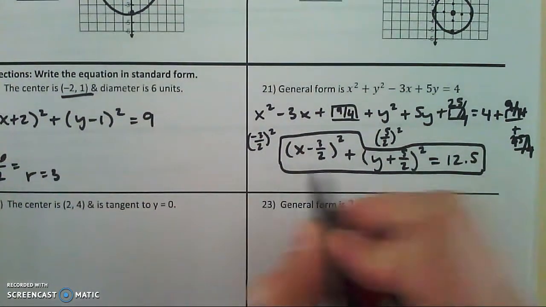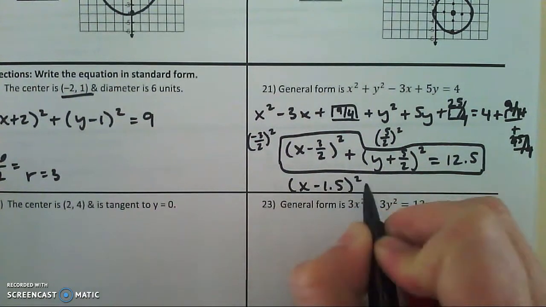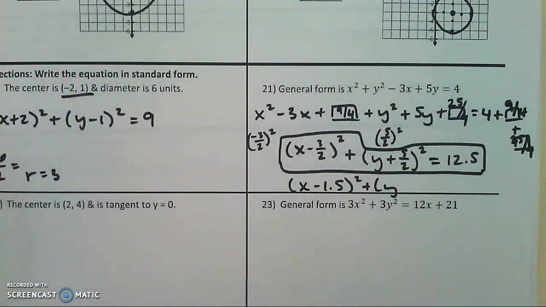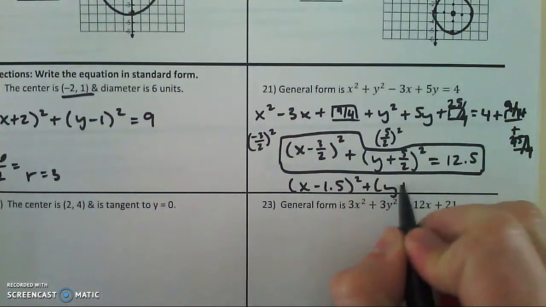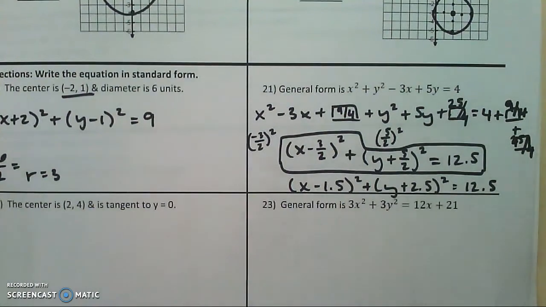As I mentioned, if you wanted to put it in decimal form, you could. So you'd have x minus 1.5 squared plus y plus 2.5 squared is equal to 12.5. Either one would be fine.